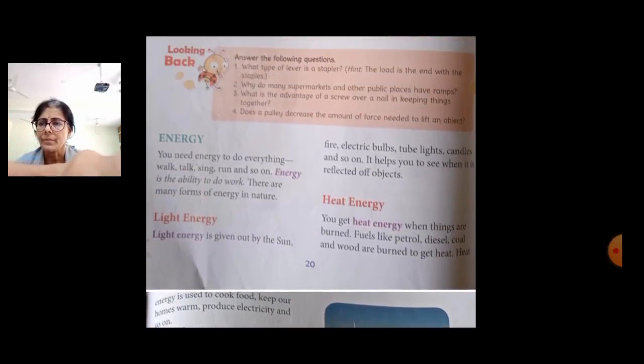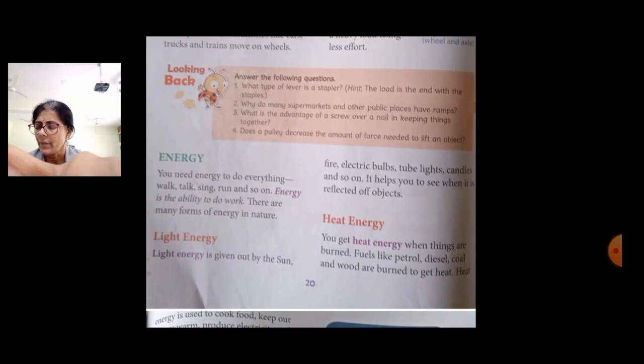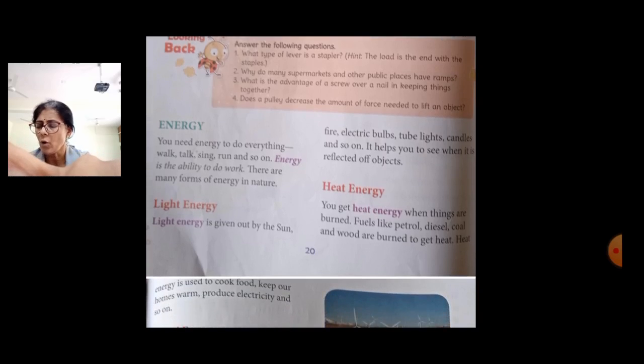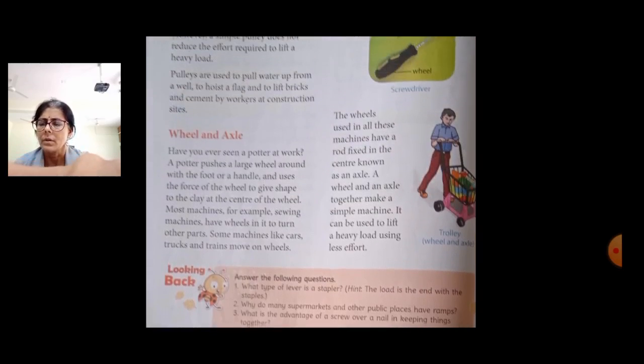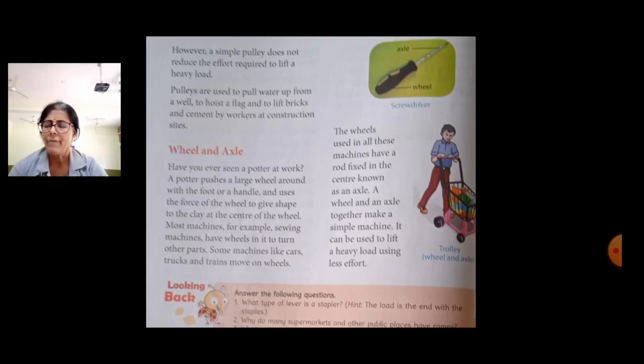So, what is light energy? Light energy is given out by the sun, fire, electricity, bulbs, tube lights, candles and so on. It helps us to see when it is reflected off objects. With the use of this light energy, we can see the things, right? Heat energy.